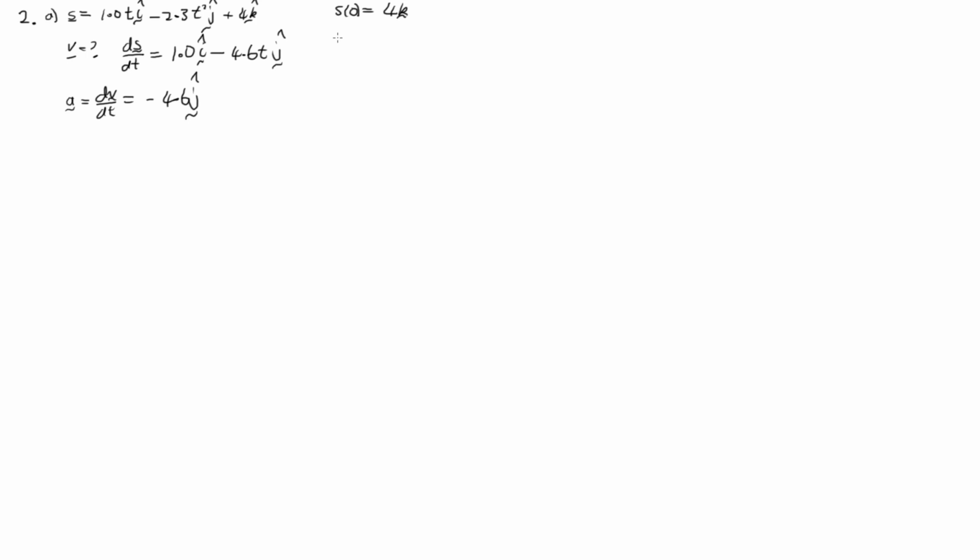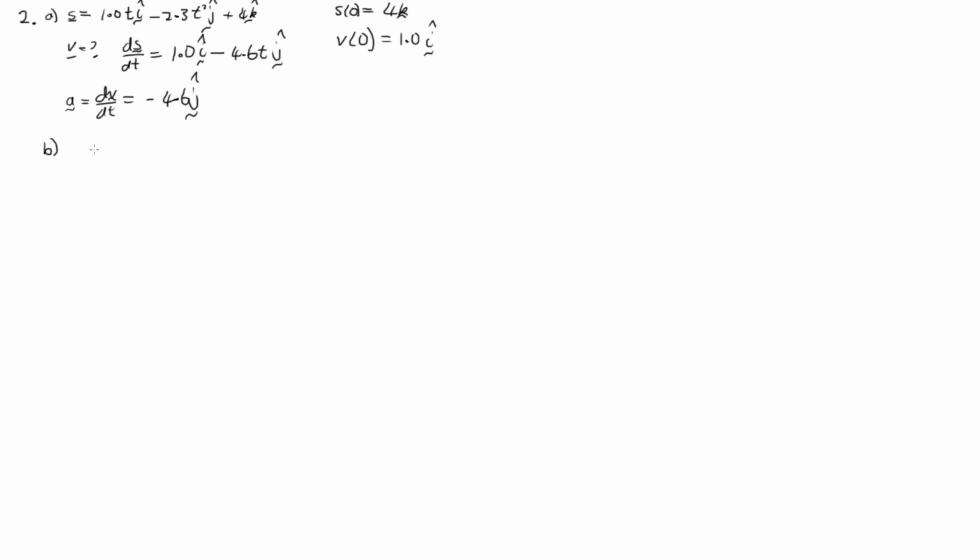And we're also asked what's the velocity at time equals 0. So now that we've got our velocity expression here, we're just substituting in t equals 0. So that will make this term here disappear, and we'll be left with the 1.0 in the i direction.